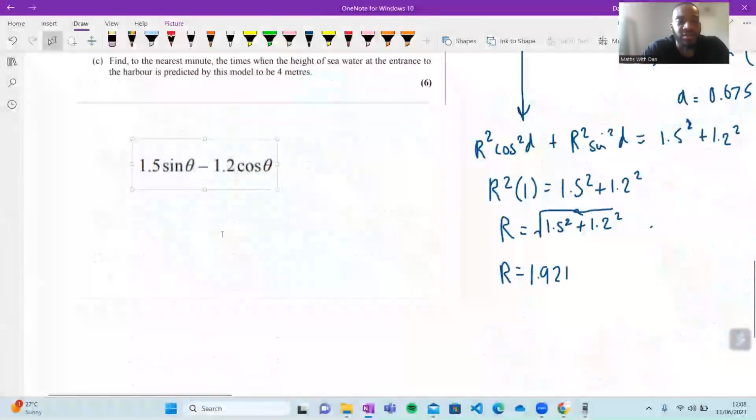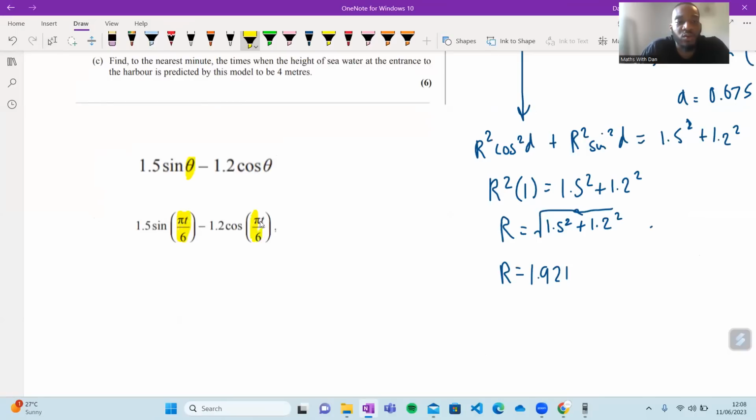Like this here, yeah? I've got this here. Now, the only difference between these two is the angle, right? Now, in part A, what did we work out? We figured out that this was equal to 1.921, because that was r, sine theta minus the alpha, which was 0.675.